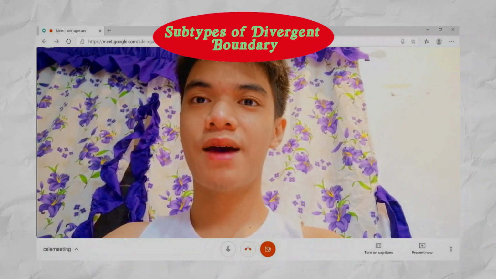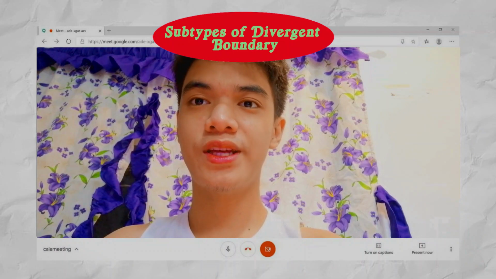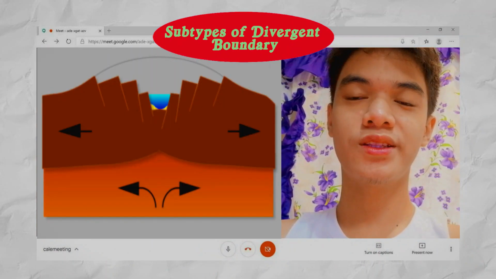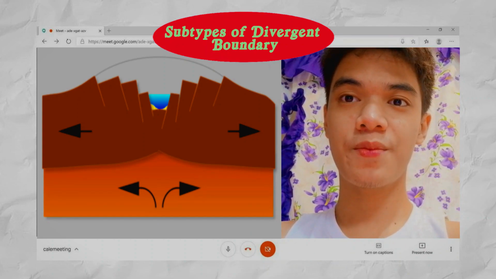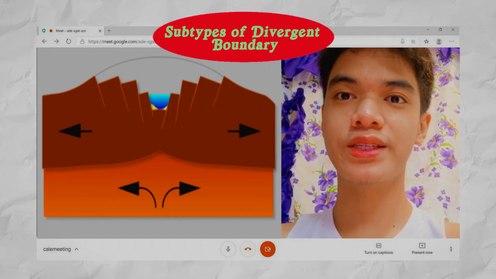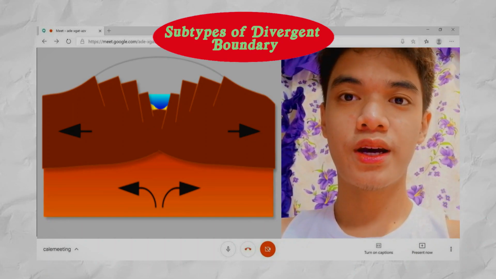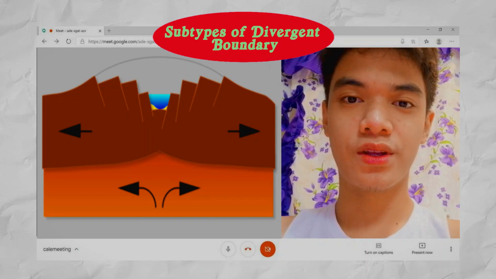Hello everyone. I'm going to discuss the divergence of continental to continental crust. In this type of divergence, two continental crusts separate. But how does it happen? As the magma from the mantle rises, it makes the continental crust thinner and thinner until it breaks and they separate from one another.